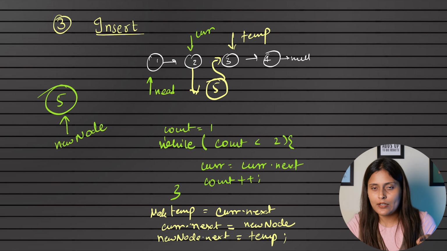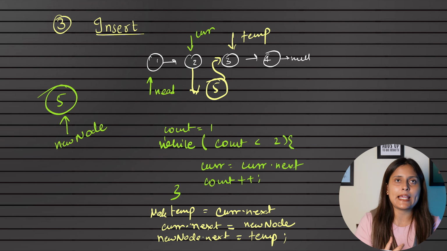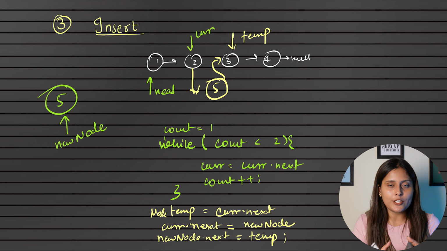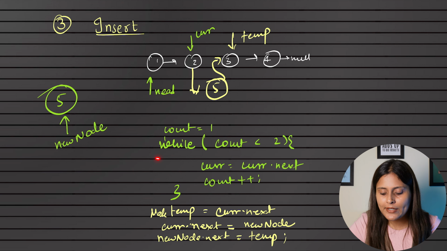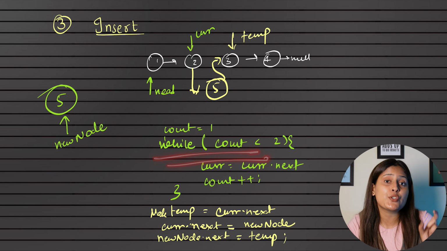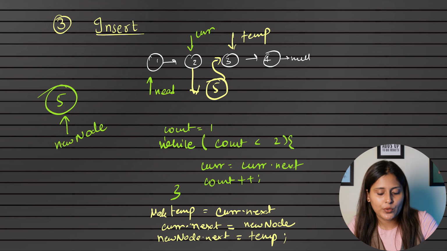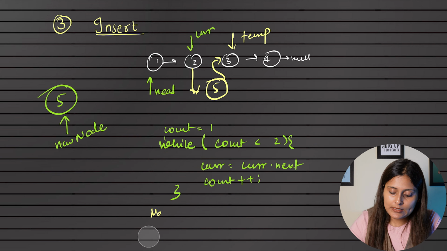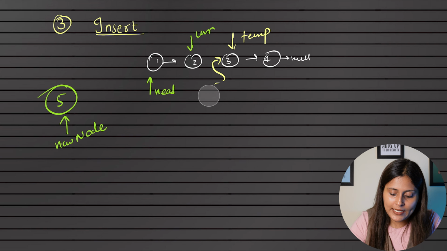So this was using the counter variable. If the question says to insert using the value, then keep running the current pointer until it matches that value. I hope you can do that. So this was the second problem statement.